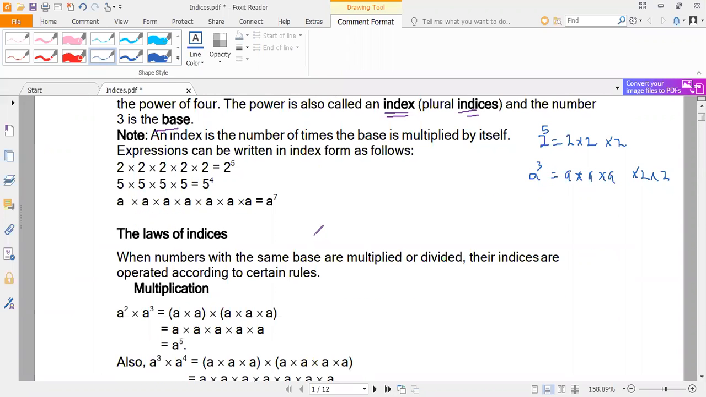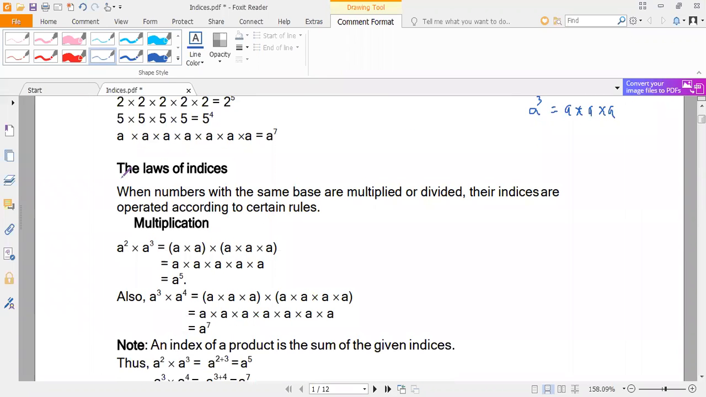Okay, so let's look at the laws of indices. They are laws which govern us when performing various operations with indices, such as when we are multiplying indices. Let's start with the multiplication law. According to the multiplication law, when we are multiplying any two index numbers, we maintain the base and add the powers.